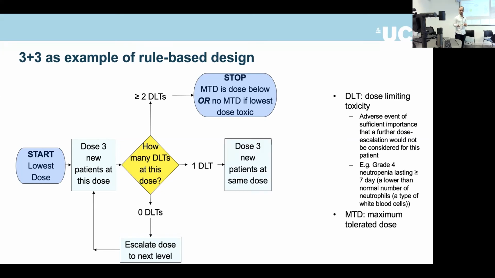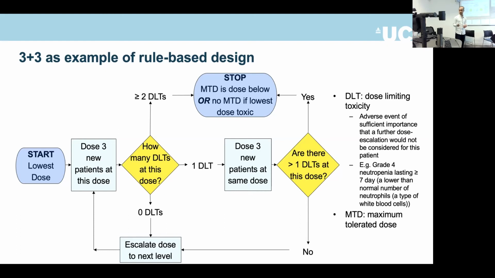If there is 1 DLT, then we add 3 patients at the same dose level. So this is the 3+3 algorithm. Very simple to follow. Depending on what happens after the other 3 patients, if there is more than 1 DLT, then the study is stopped. If that isn't the case, we can escalate.